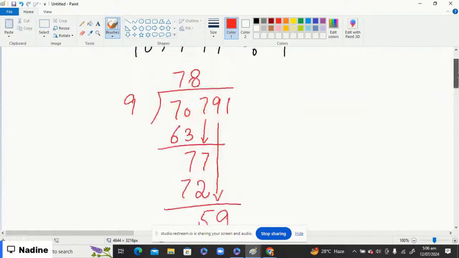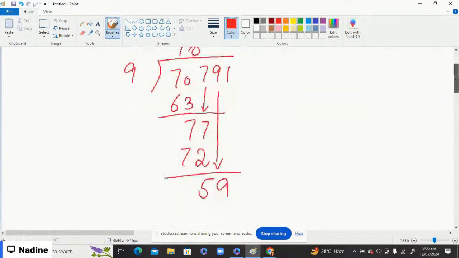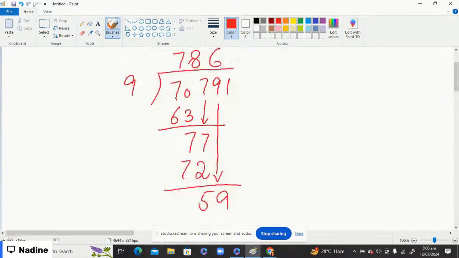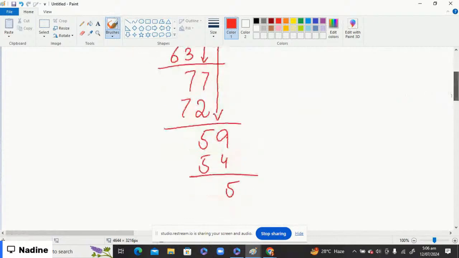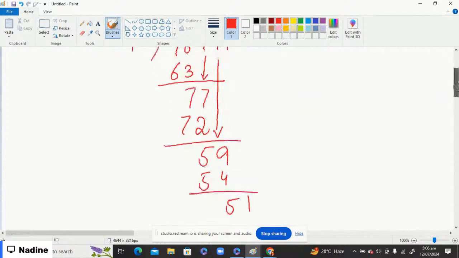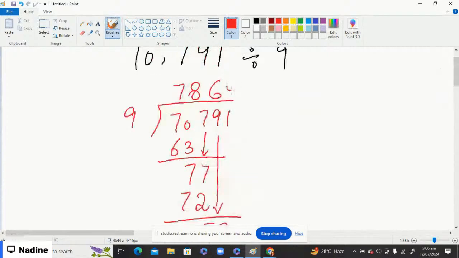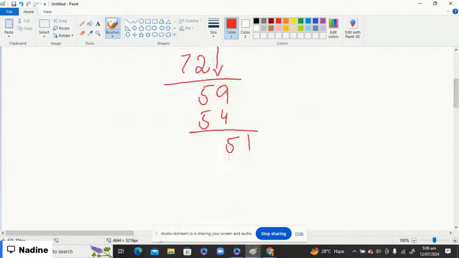9 times which number is closer to 59? 9 times 6 is 54. Now here 5 is left. Now put down the 1, and then 9 times 5 is 45. Okay, in this way you are going to move down all the digits one by one. So here is the answer. You just check which answer is greater.